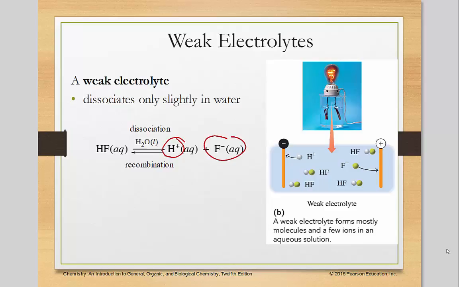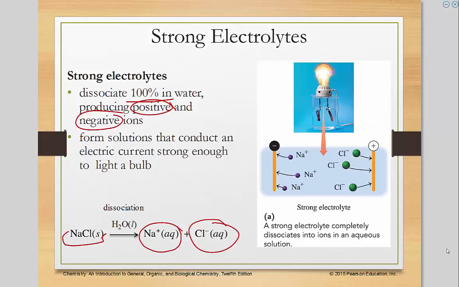So notice how there's an arrow going the other direction. That's because it's going back into the HF form. So if you look over here at this picture, you still see HF bonded together. Whereas over here, there are no NaCls together. They're all separated.